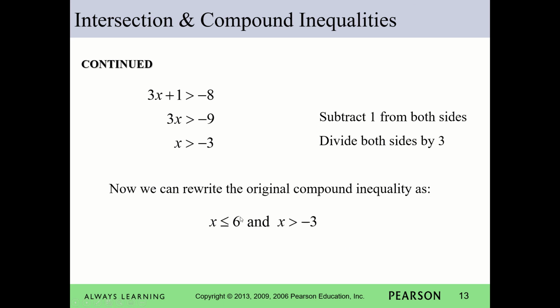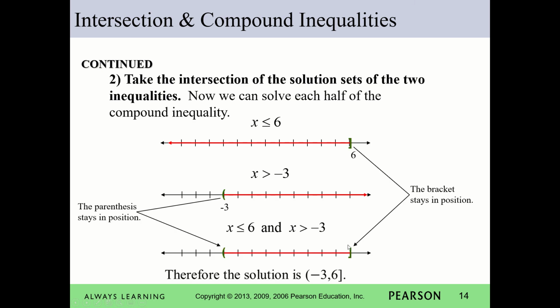So now using both of our solutions, we have that x is less than or equal to 6 and x is greater than negative 3. So if we graph x is less than or equal to 6, we go all the way up to 6 and we graph everything that's less than it. And then we have x is greater than negative 3, so we go all the way back to negative 3, and then we go to the right.